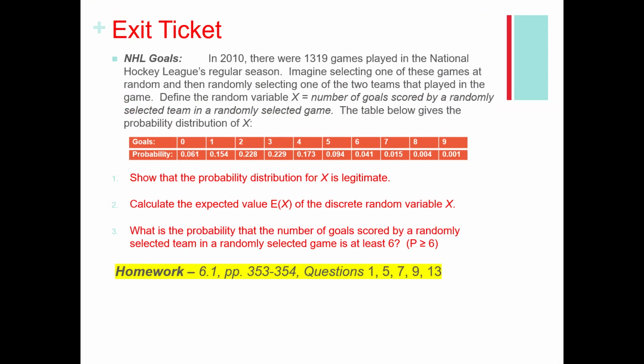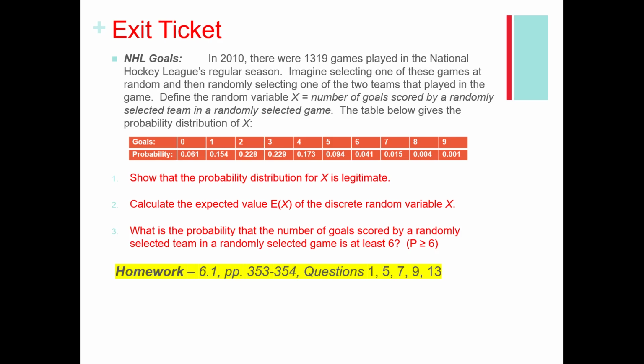Okay, so here's your exit ticket, and I just want you guys to take a look at this one. In 2010, there were 1,319 games played in the NHL regular season. Imagine selecting one of these games at random and then randomly selecting one of the two teams that played in the game. Define X as the number of goals scored by a randomly selected team in a randomly selected game. The table below gives the probability distribution of X. So we have 0 with its probability, 1 with its probability, 2 with its probability, and so on.